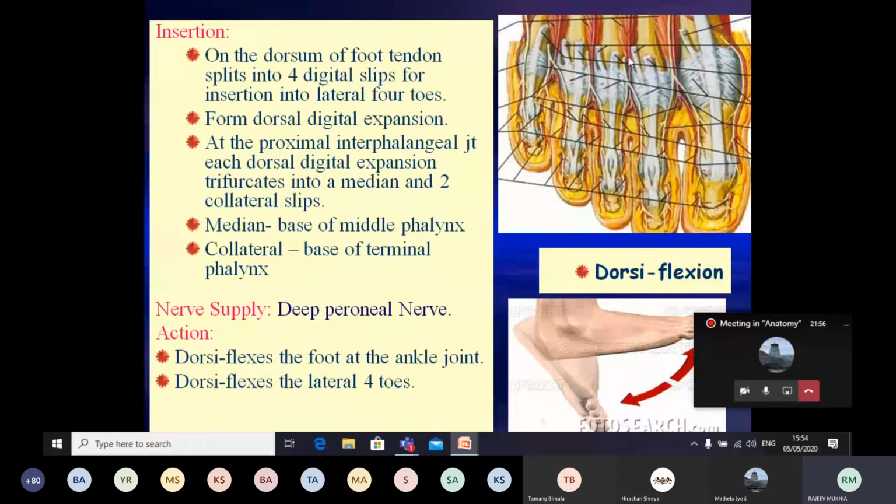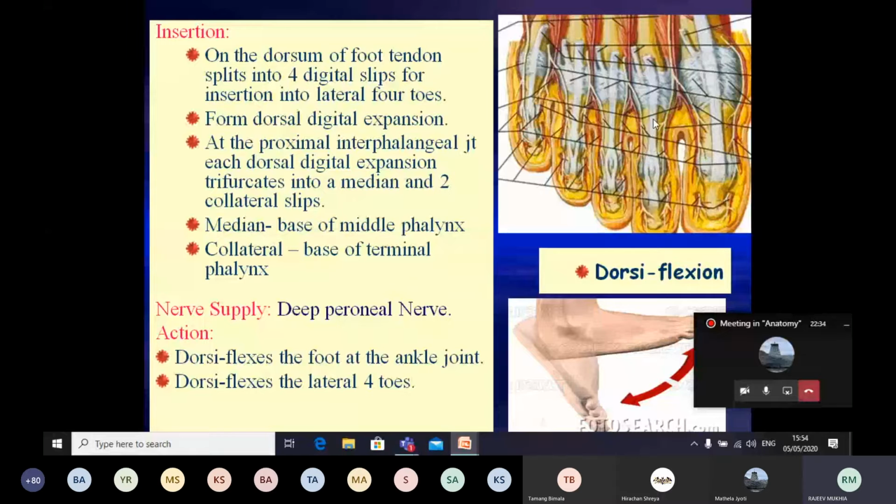The small worm-like muscles, the lumbricals, insert into this extensor digital expansion, also known as the extensor hood. Now at the proximal interphalangeal joints, here you can see there are proximal and distal interphalangeal joints. At the proximal interphalangeal joint, this dorsal digital expansion will form 3 bands. These 4 tendons will divide into 3 bands. One is the median band, and these are the 2 collateral bands.